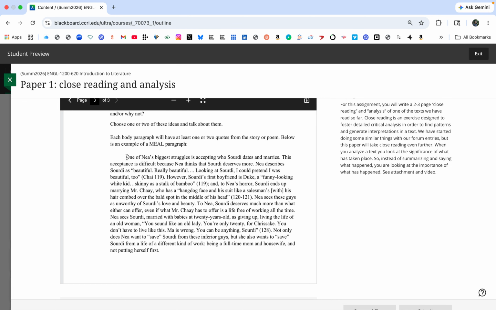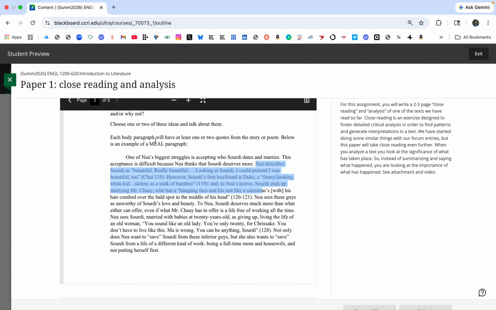One of Nia's biggest struggles is accepting who Sortie dates and marries. That tells us exactly what this paragraph is going to be about, right? There's a sentence. Sometimes you have your main idea as one sentence; you could set it up with two sentences, and I do this with two sentences here. This acceptance is difficult because Nia thinks that Sortie deserves more. All right, and then you move into the quote.